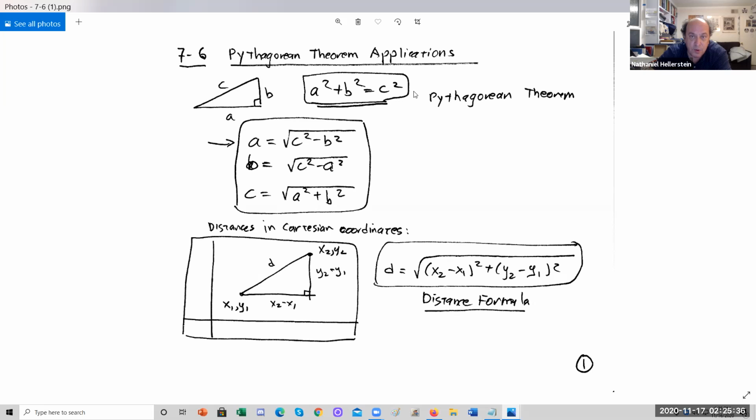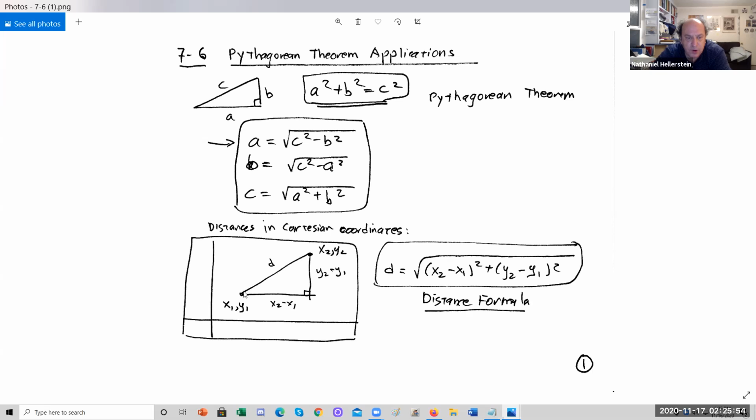If you transpose the b and take a square root, you get a equals root of c squared minus b squared. If you transpose a squared and take a square root, then b equals root of c squared minus a squared. If you just took a square root, then c equals root of a squared plus b squared.